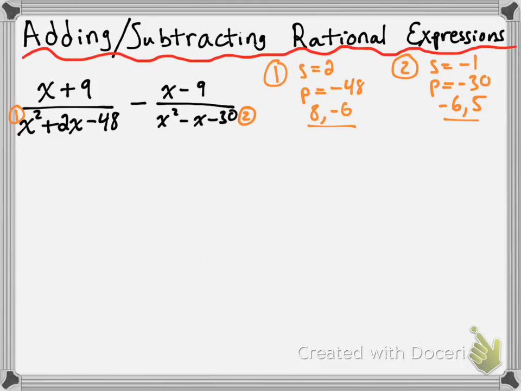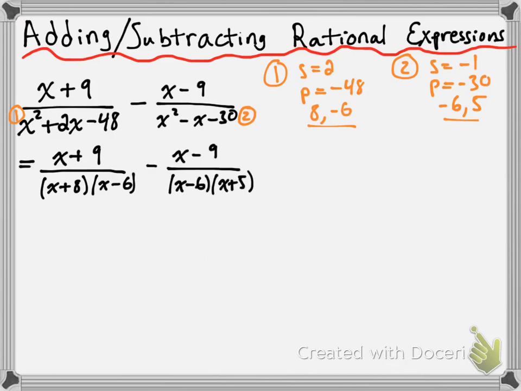So that means the bottoms are going to factor into x plus 9 over x plus 8 times x minus 6. And notice that we didn't have to factor the tops because the tops are not really factorable. They're their own factors already. And the second one is going to be x minus 9 over x minus 6 times x plus 5. That's what we end up factoring them into.